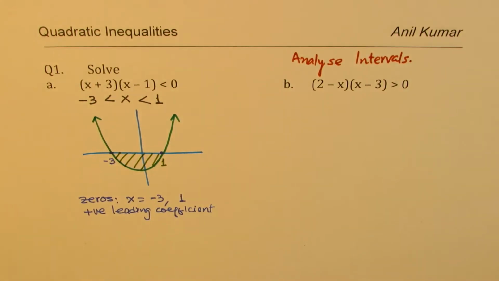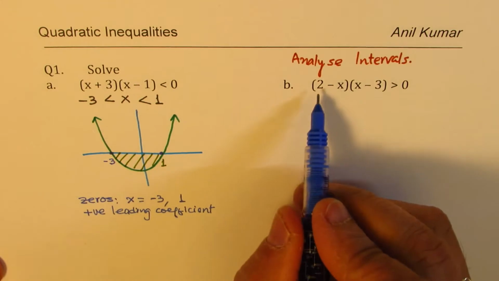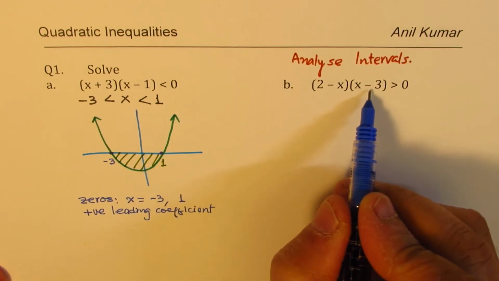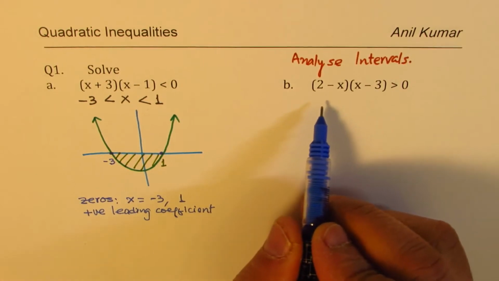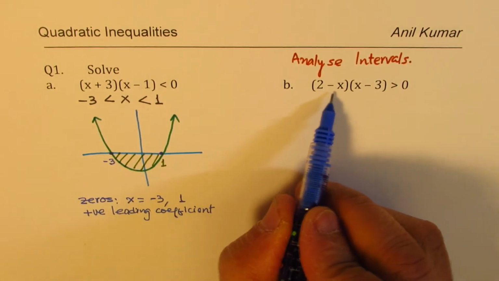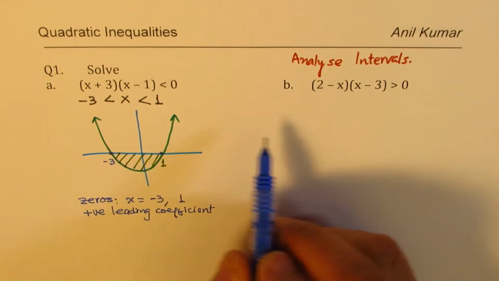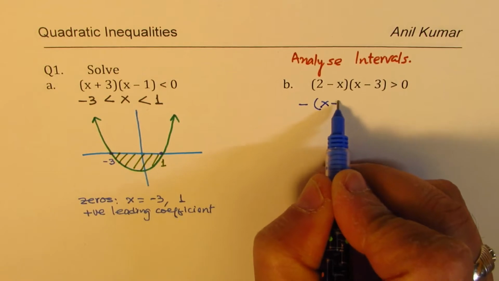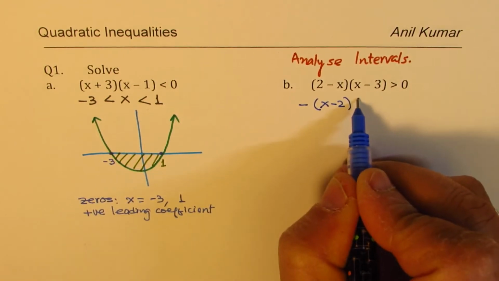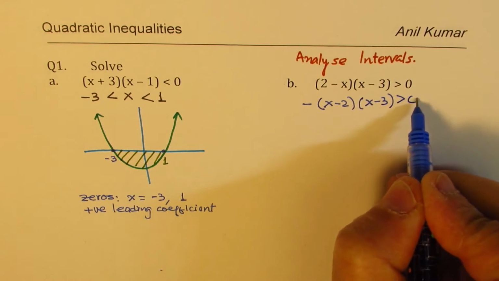So what you notice here is that this particular function has 2 factors, 2 - x and x - 3, greater than 0. Now some of you can also do something like this. Since x is negative, we have to factor out minus outside. So it becomes -(x - 2), it's a good idea, times (x - 3) > 0.